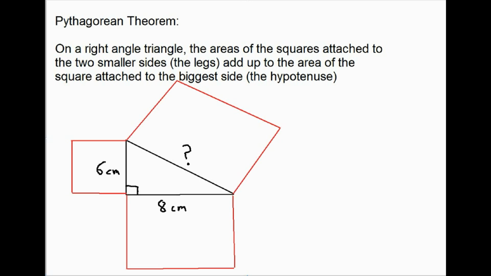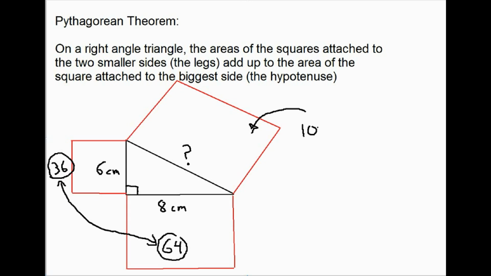So when we do that, we can go ahead and calculate the area of the square attached to one of the legs here. The area is 36 centimeters squared. We get that by multiplying 6 times 6. That's how we get the area of a square. And the area of the square attached to this side is 64 centimeters squared. Well, as discussed, to get the area of the biggest square, we add the areas of the two smaller squares. So the area of this square is 100 centimeters squared.